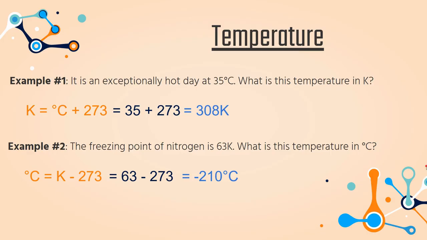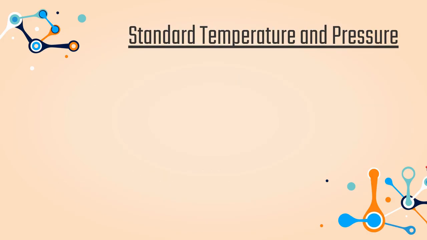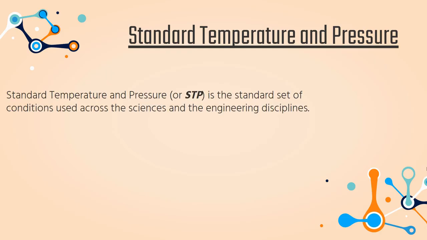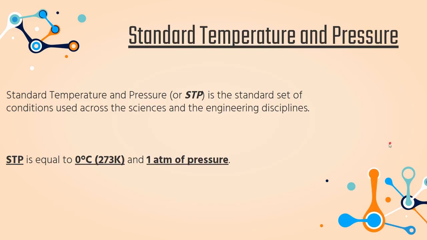There's one more thing I want to go over here, and that's something called STP, or standard temperature and pressure. So standard temperature and pressure is something that is used across sciences and engineering to give a standard point of where the temperature and pressure of a material is. Standard temperature and pressure, or STP, is always equal to 0 degrees Celsius, or 273 Kelvin, and 1 atmosphere of pressure, and that's what we will use it as.